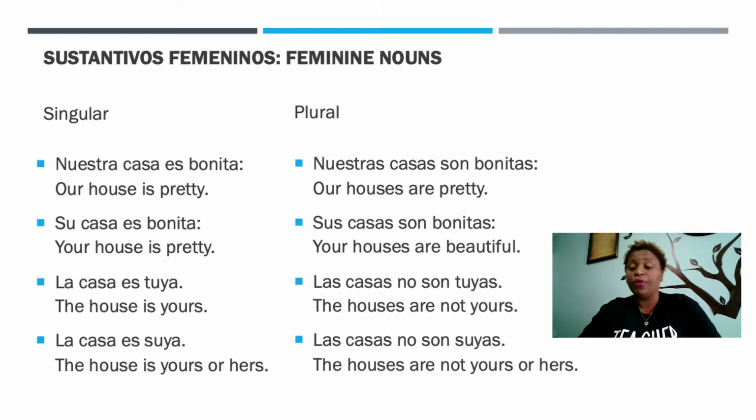All right, in the plural form. Our houses are pretty. Nuestras casas son bonitas. Your houses are pretty or beautiful. Sus casas son bonitas.